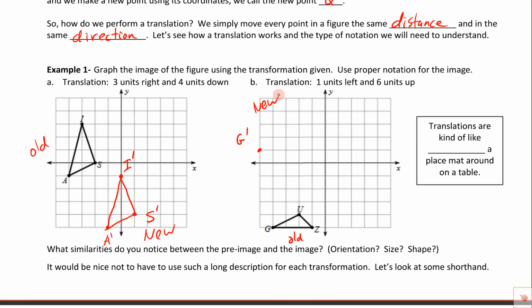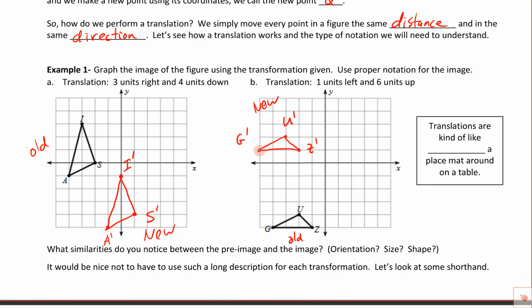And I know that seems a little bit silly right now, but in the long run, if you really help your mind keep track of which one's the old one and which one's the new one, it's going to be very useful in the long run. So let's take a look at U. Left 1 and up 6. So this is left 1, 2, 4, 6. That would put us right here. Proper notation for U prime. And then left 1 and up 6. That's going to put us right here. That's going to be Z prime. So it looks like this.